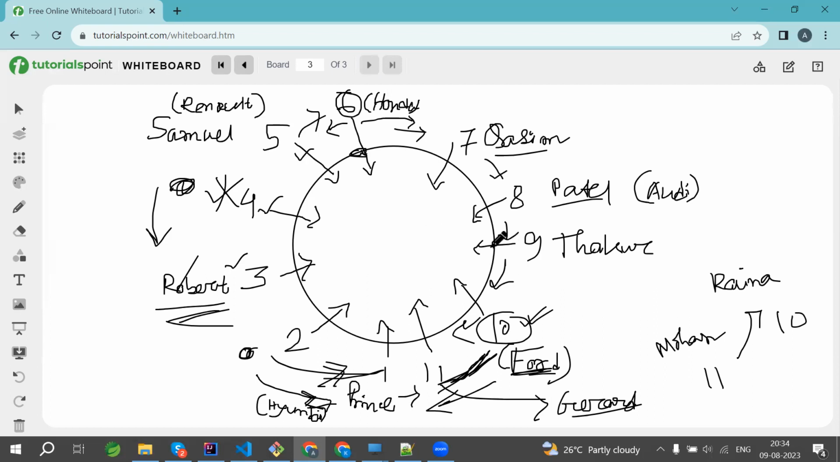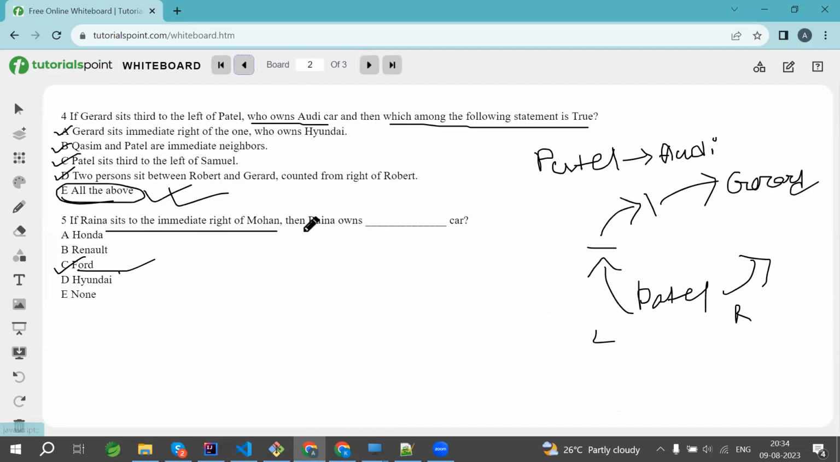Suppose this is left, this is right. If it is there, then this is left, this is right. So try to think that you are sitting in that position, then in which direction is the left and in which direction is the right, according to you. Then try to resolve this type of question. Otherwise you will be confused, and the answers will be incorrect.